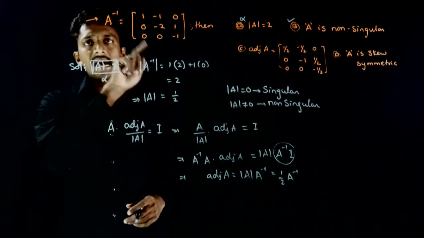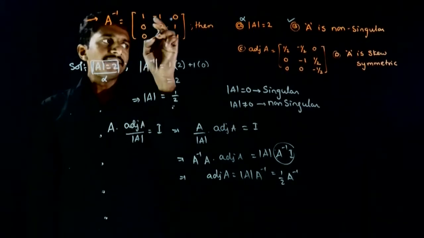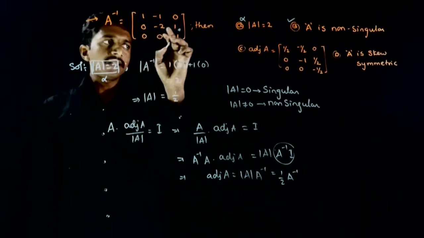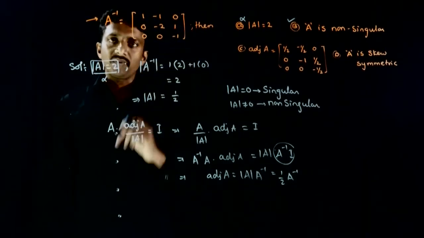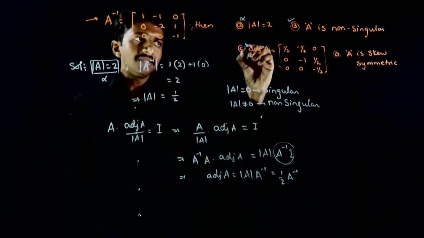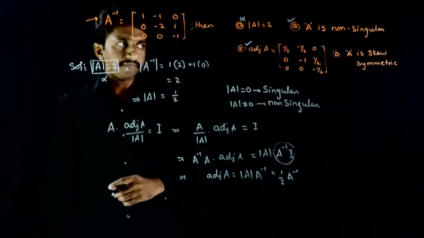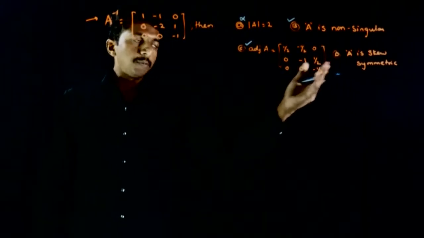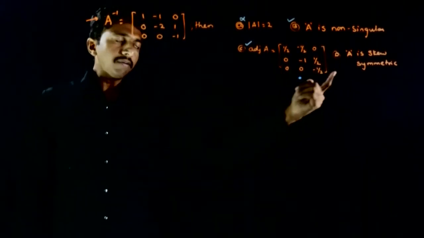इसका मतलब A inverse को half से multiply करना है. So you get half, minus half, 0, 0, minus 1 half, 0, 0, minus 1 by 2. So option C is also right. Now let us check whether option D is true or false.